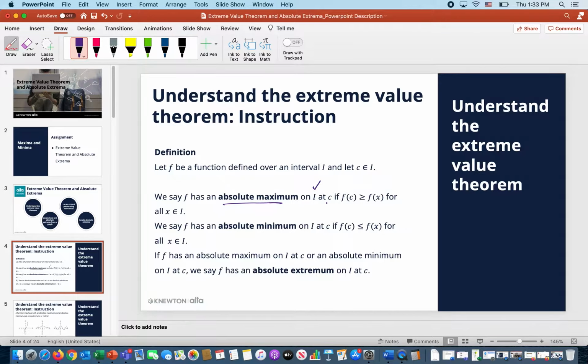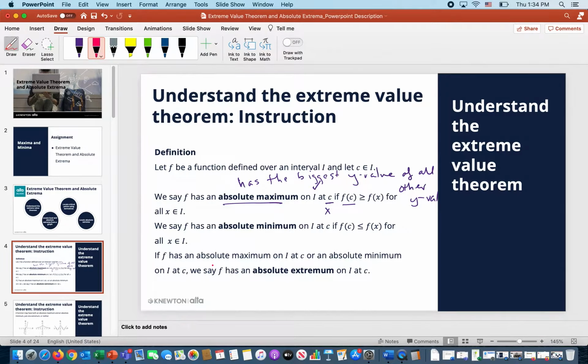In math, we say that an absolute maximum on an interval at a c value, this c is going to be an x value, we have an absolute maximum if f of c is greater than or equal to f of x for all x. This is really intimidating if you read this. What we're saying is the absolute maximum has the biggest y value of all other y values. It really kind of makes sense, right, if we think about that. Down here, the absolute minimum has the absolute smallest y value.